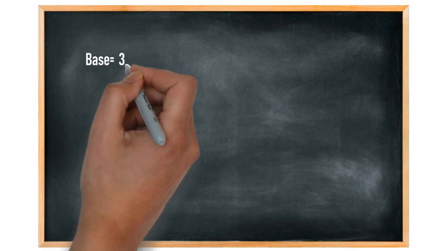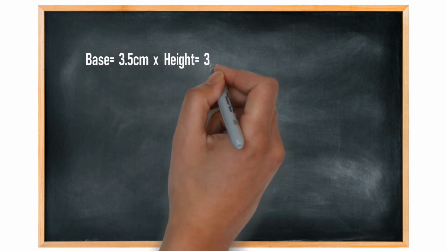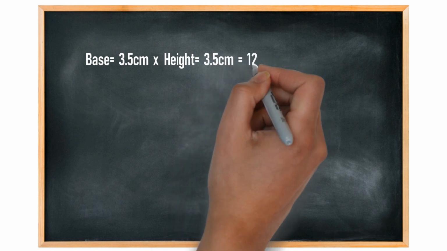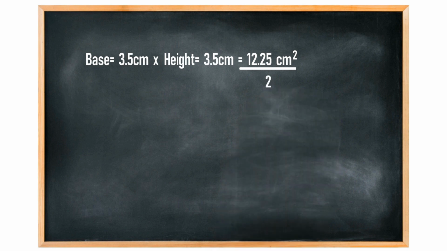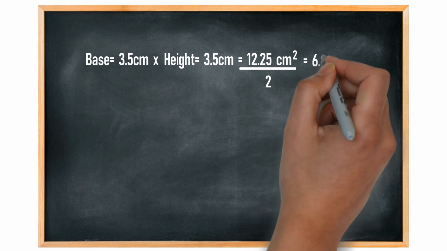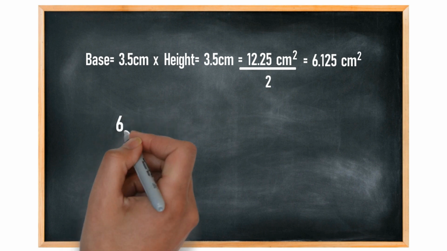When we input the base and height measurements for the triangular shaped sweet into the formula as follows: 3.5 centimeters for the base times 3.5 centimeters for the height, and then divide our answer by 2, we determine that the cross-sectional area of the sweet is 6.125 centimeters squared.